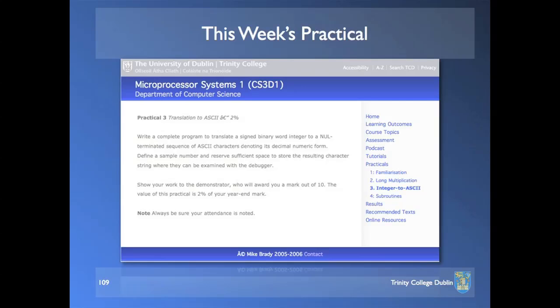Okay, so this week's, is that okay? I'm not sure I put it up there. Let's have a look then at this week's practice. Okay.